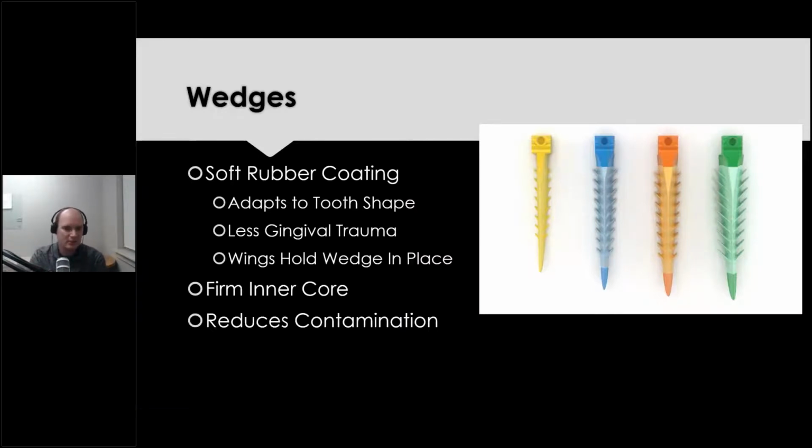These are really cool because they'll adapt to the tooth shape. The rubberized area will adapt to it and then it springs back. These fins will lock everything into place so you can have a nice matrix. The inner core is really firm, so you're going to get that separation still, but you're going to get a nice adaptation. And with it locking into place, it is going to reduce the amount of contamination that you have from blood or saliva, which is going to make your materials work better, especially if you're using a rubber dam.